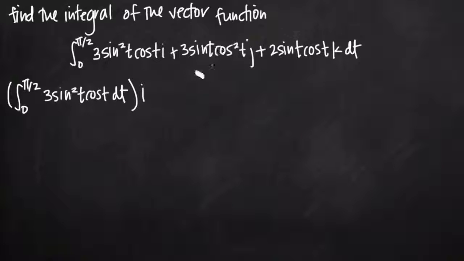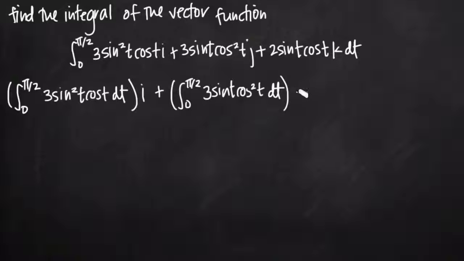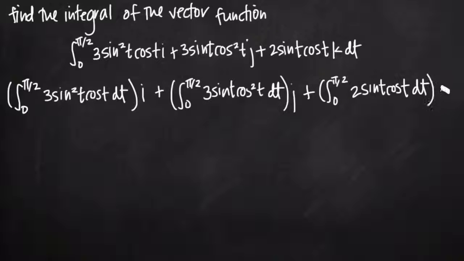We're going to do the same thing for j and k. So we're going to say plus the integral from 0 to pi over 2 of 3 sine t cosine squared of t, and then dt, close our parentheses, and then we're multiplying that by j. Then we're going to add to that the integral from 0 to pi over 2 of the coefficient here on k, which is 2 sine t cosine t, close it with a dt, our closed parentheses, and then we multiply that by k. So this drastically simplifies our integrand, and now we just need to look at each integral individually.